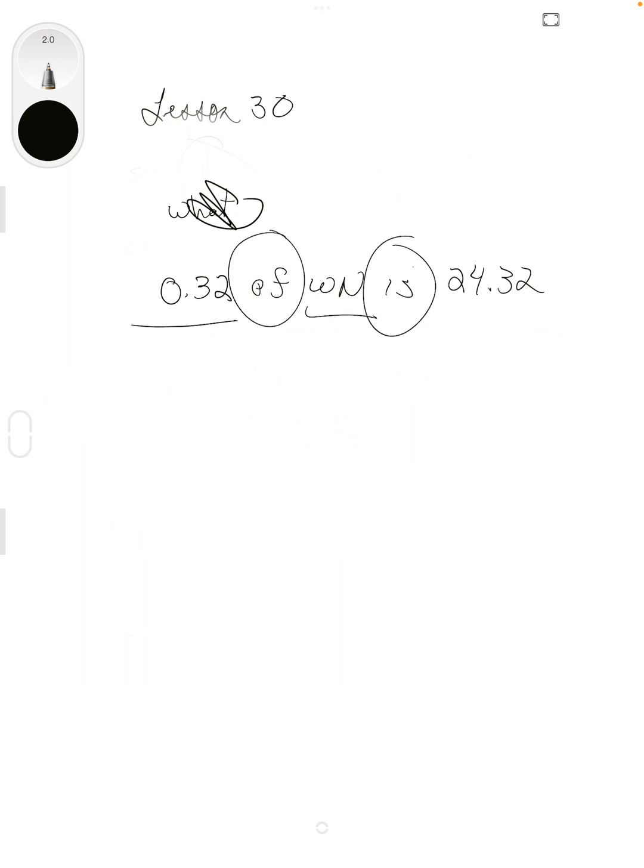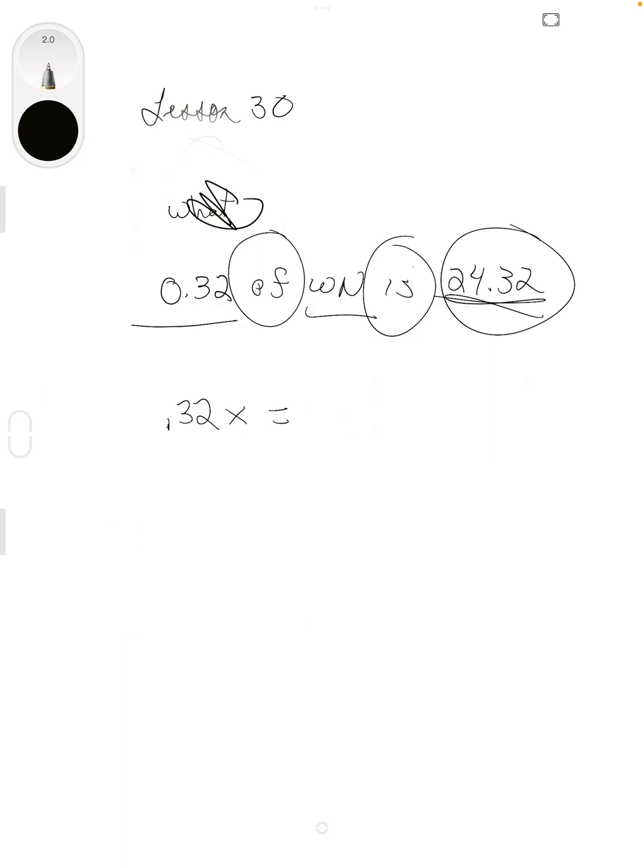So remember what fraction of something is something. This time we're going to say something like 0.32, that's a decimal, 32 hundredths of what number is 24.32. Well, you can use a calculator, but again, blank of blank is blank. And so it's always going to be the same. 0.32 of means times what number. I'm going to use x.